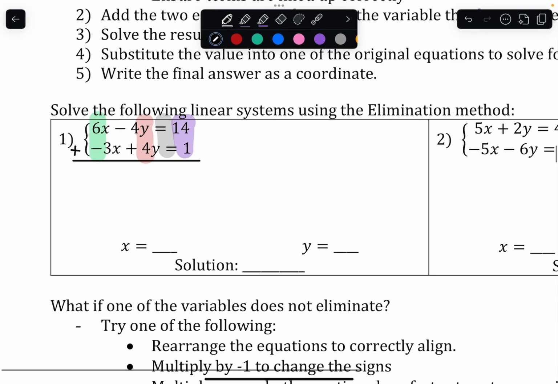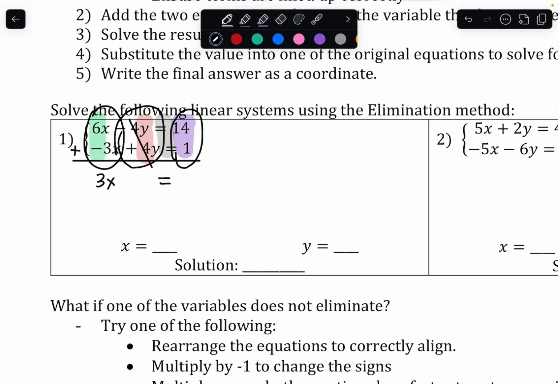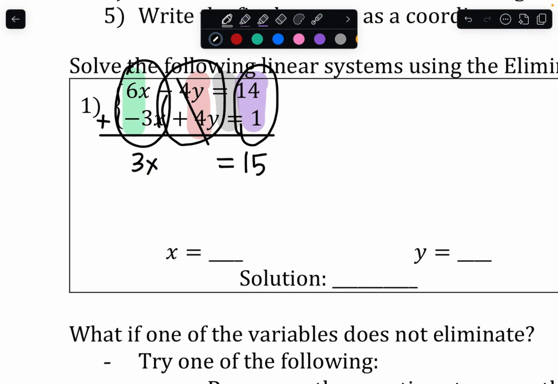And so when I add 6x and negative 3x, I get 3x. When I add negative 4y plus 4y, they cancel each other out to 0. And so we're not going to write the 0. We want to keep it simple. Then we have our equal sign, and then 14 plus 1 is 15. And so because the y is canceled out, I have this easy one-step equation I can solve for x, and I get x equals 5.